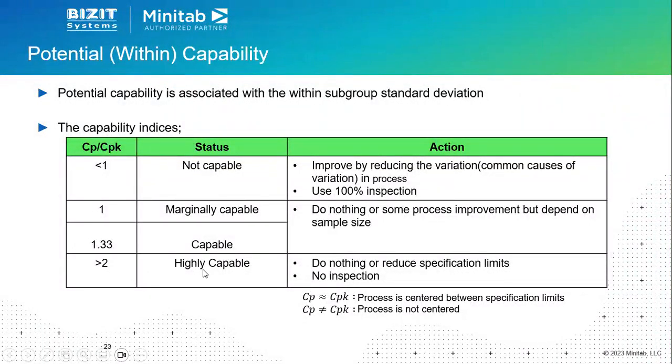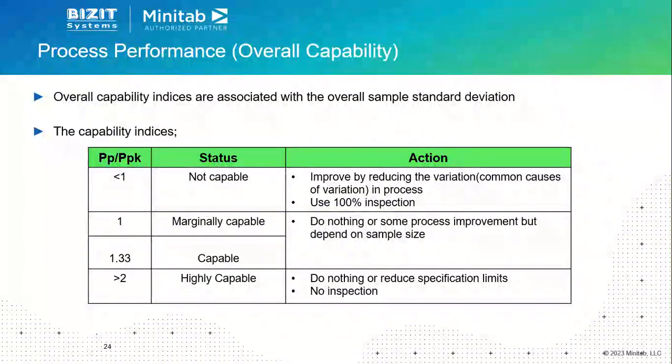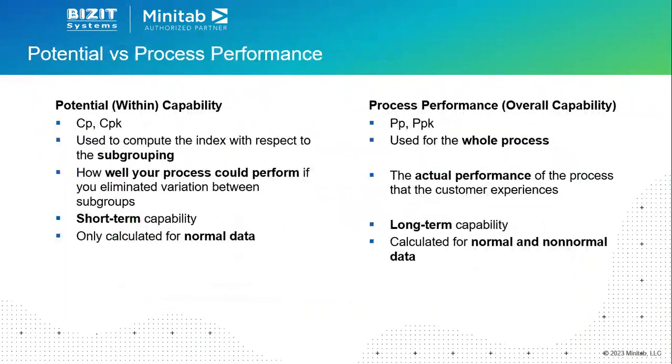And then we also have PP and PPK, which we consider the overall capability. For PP and PPK, it is the same as just now: below 1 is not capable, 1.33 is capable, more than 2 is highly capable. Okay, I just want to give some information.